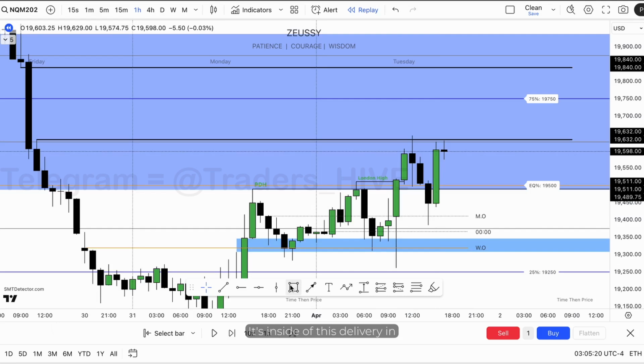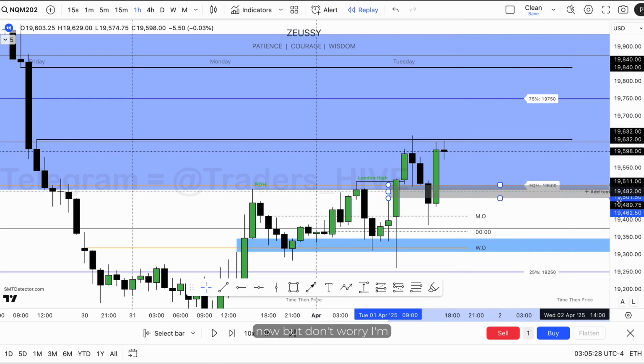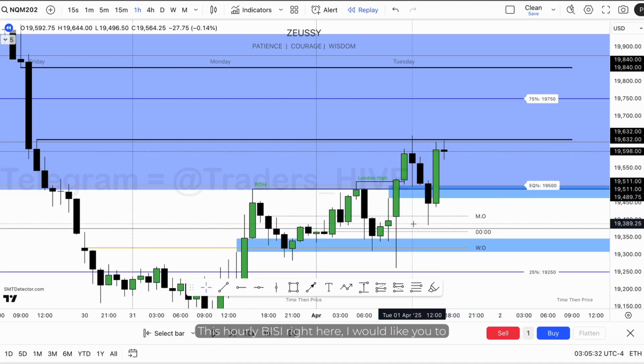It's inside of this delivery in particular where you see that we have this REBC which formed right here. And I know I'm making a lot of annotations now, but don't worry, I'm going to walk through it. This REBC right here, I would like you to see that inside of this delivery you are going to see a sell program on the lower time frames, market maker sell models, because the market is retracing into what? It's retracing into this BC and the monthly open right here.